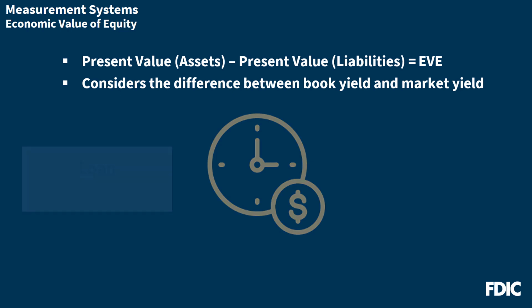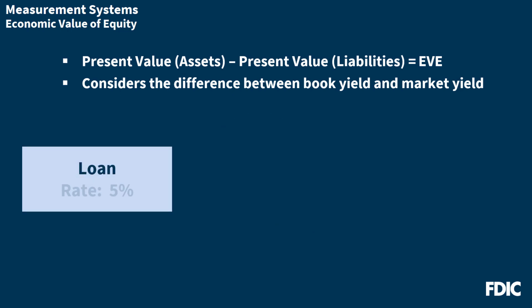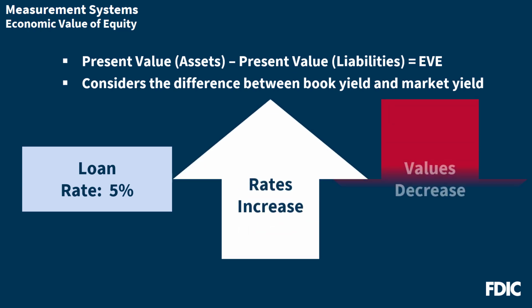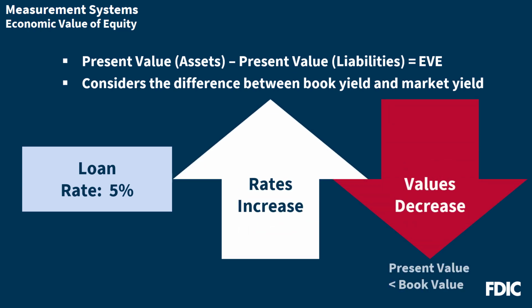Let's say the bank has a loan on the books earning the 5% current market rate. If market rates increase, the value of the loan will decrease, and the present value of the loan is less than the book value because the loan is earning 5% while newly originated comparable loans are earning more.